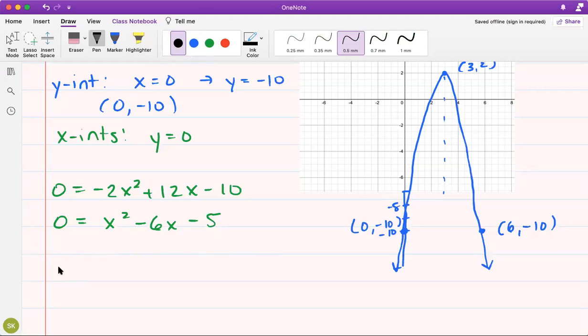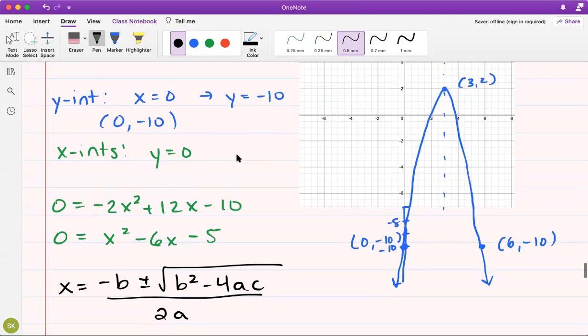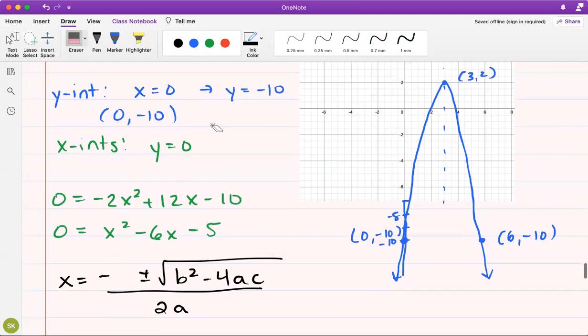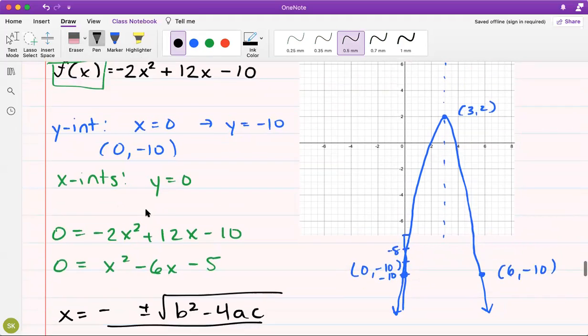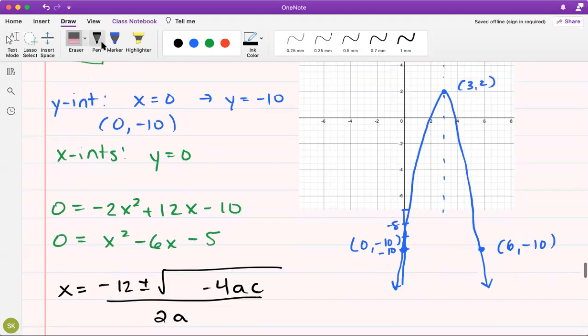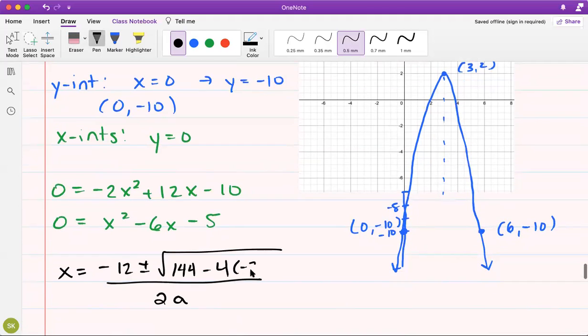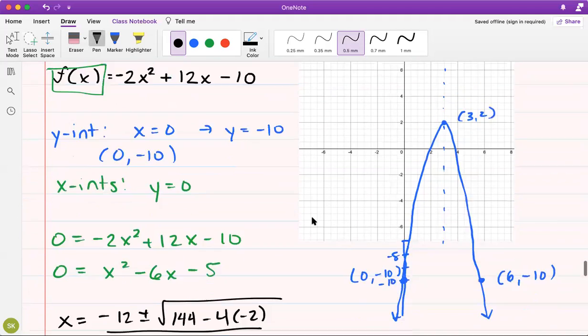So we're going to have x is equal to negative b plus or minus the square root of b squared minus 4ac, all divided by 2a. And I'm glad that we get to use the quadratic formula because sometimes you'll get stuff that's not easy to factor. So even if it is factorable, you might prefer to use the quadratic formula. So the b is 12. B squared, 12 squared is 144, minus 4 times a times c. Well, a is negative 2, and c is negative 10.